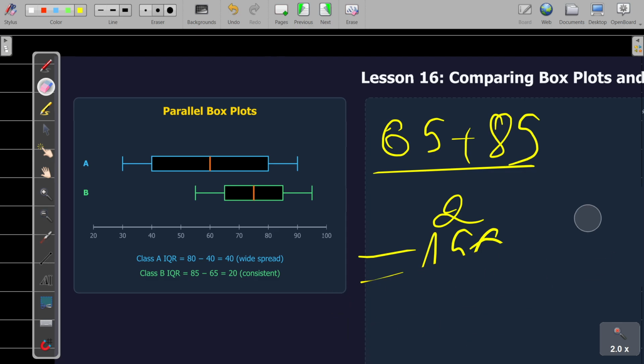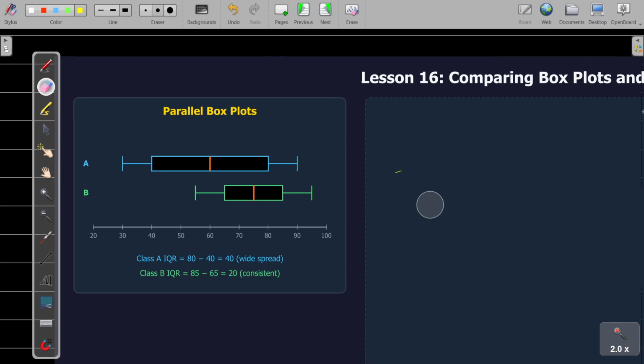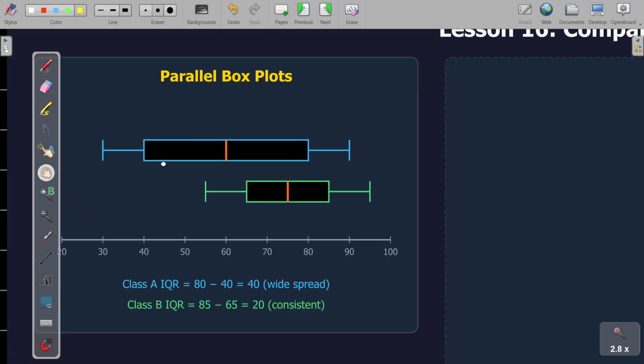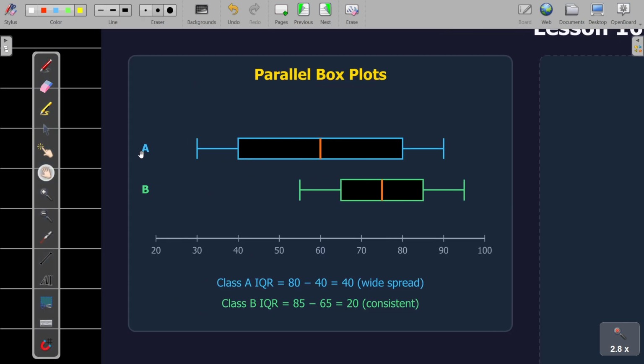Now, let's talk about consistency using the Interquartile Range, IQR. IQR is the middle 50%. Okay, let's just zoom that in for everyone to see. It is the physical width of the box itself, right here. It ignores the extreme top and bottom students, and it just focuses on the core middle of the class. As you can see, it is the red line in both of these boxes.